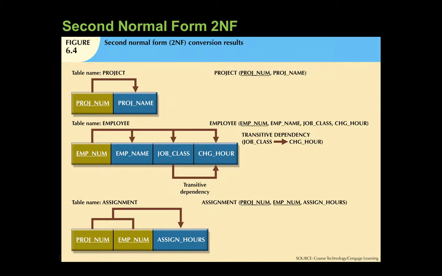However, we still have a transitive dependency when we look at job class and charge hours, and that we'll deal with in the third normal form. And finally, in our assignment table, we've combined a primary key, a foreign key, and an attribute that describes the number of hours assigned to an employee.